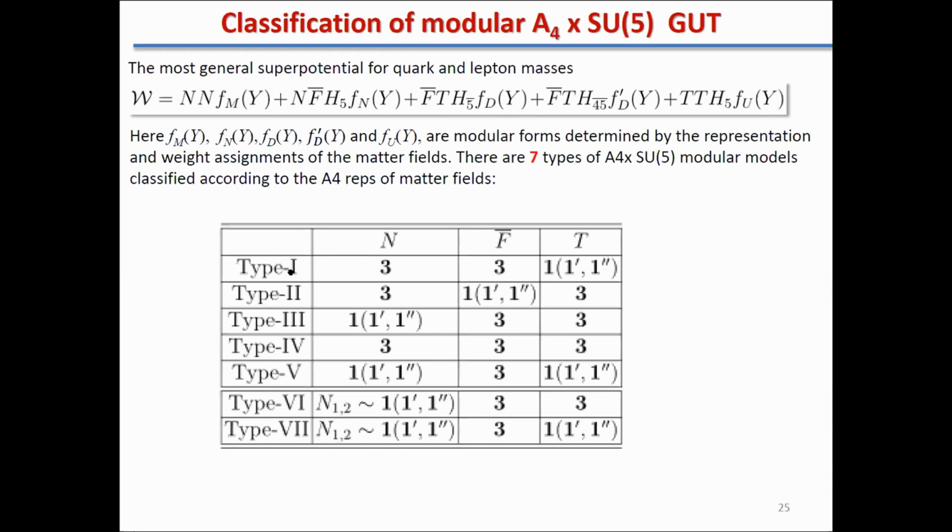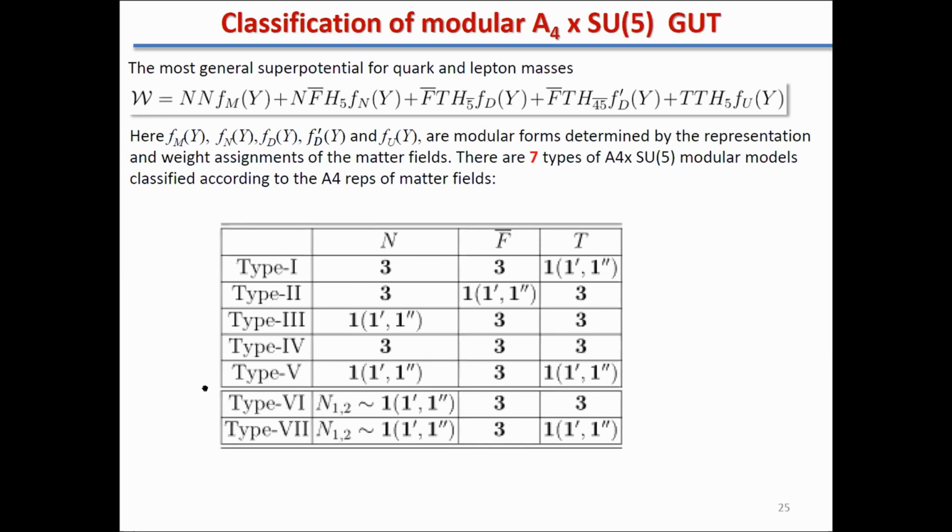So we can classify all possible models according to the representation assignment of matter fields. We consider 7 types of models, classified according to the representation of N, F-bar, T under A4. For example, in the first case both N and F-bar are assigned to triplets, and T is a singlet, 1, 1-prime, 1-double-prime. But we don't consider the case where all the fields N, F-bar, T are singlets, because it would involve too many free parameters. The A4 symmetry would not be so effective if all the fields are assigned to singlets. For types 1, 2, 3, 4, 5 and 7, we introduce 3 right-handed neutrinos.